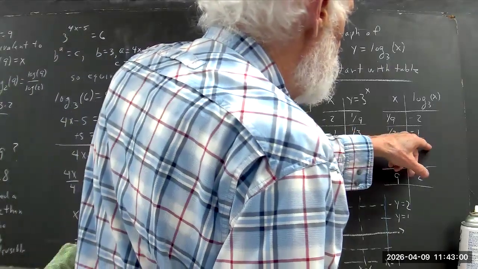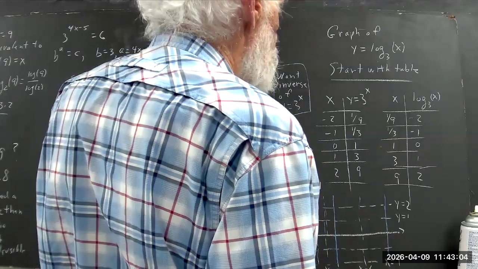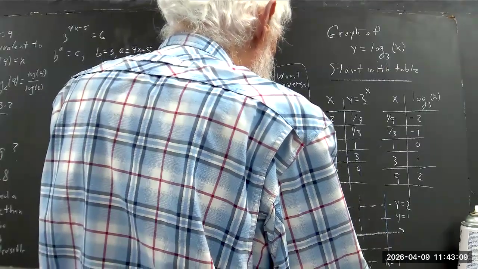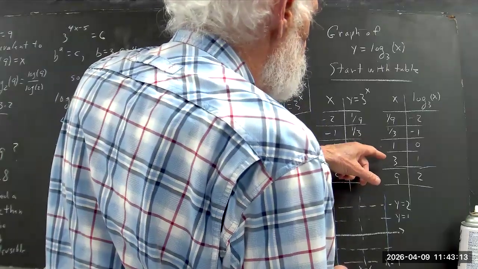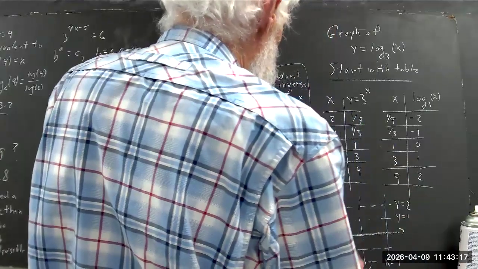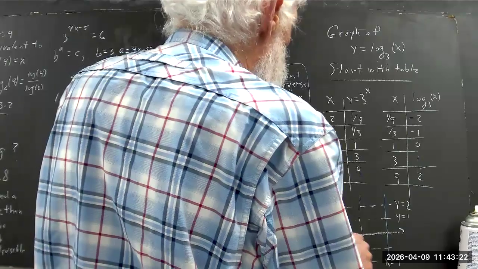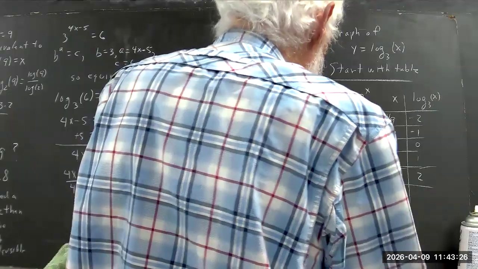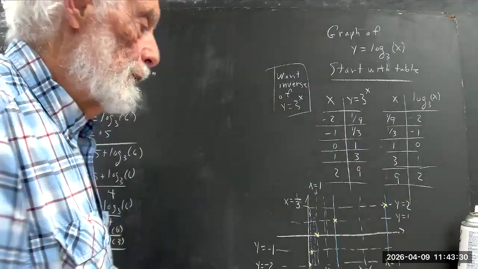Then the x equals 1 line meets the y equals 0 line, which is the x-axis. And the x equals 3 line meets the y equals 1 line. So here's the x equals 3 line. Here's the y equals 1 line. And the x equals 9 line meets the y equals 2 line. There it is. And there's the pattern of my log base 3 function.